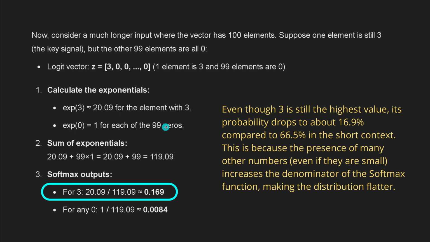Now we do the calculation, the sum of the exponential, and now the softmax output is different. Look, for the 3 we have now 0.16, and for all the others 0.008. So even though the 3 is still the highest value, its probability now drops significantly to about 16% compared to the 66% in the short context. And this is because of the presence of so many other numbers. They are also really small, so this increases the denominator of the softmax function, making the overall distribution flatter. And this signal does not become as clear as before. And this now causes the problem.